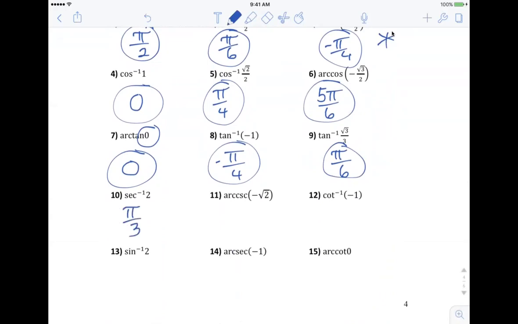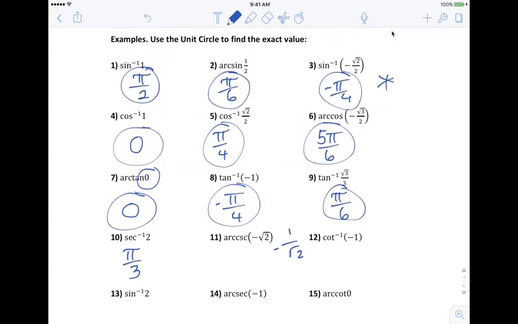Okay, how about arc cosecant of negative root 2, number 11? So cosecant is the reciprocal of sine. So we're really looking for sine being the 1 over root 2 negative, right? And I did that up here on number 3. Right, there's sine inverse of 1 over root 2, which is the same as root 2 over 2. So negative pi over 4, and that is in the correct range for cosecant. So I've got it.